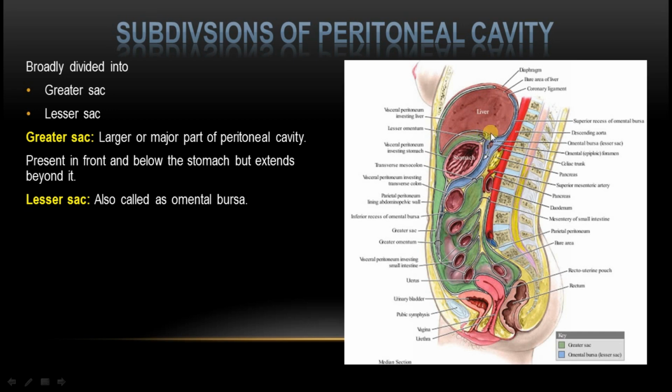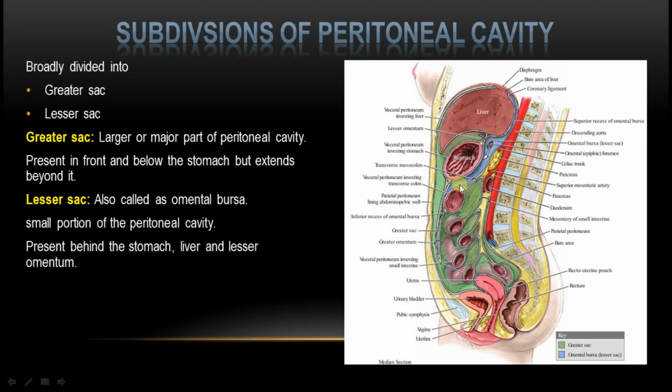And that opening is called the epiploic foramen. So through the epiploic foramen, there is a communication between the greater sac and the lesser sac. Okay. So the lesser sac is behind the stomach, lesser omentum and the liver.